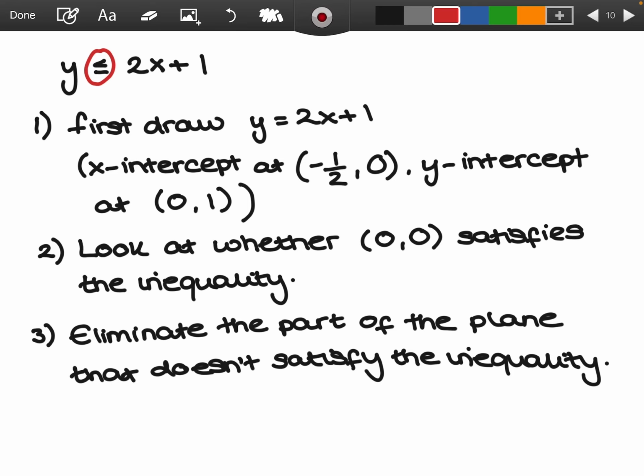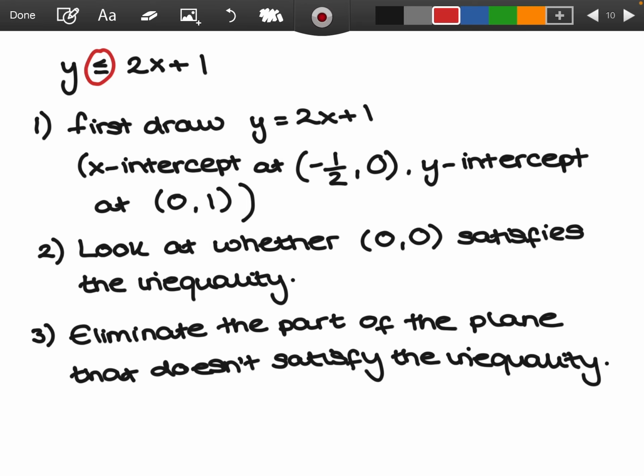So whenever you do this, always go ahead, find the line and plot the line on an XY plane. Then once you've plotted the line, look at whichever side the origin falls on. Plug in (0, 0) into your inequality. If it satisfies the inequality, then you know that everything to that side of the line that the origin is on will satisfy this inequality. If the origin does not satisfy the inequality, then it's everything to the other side of the line that satisfies it.